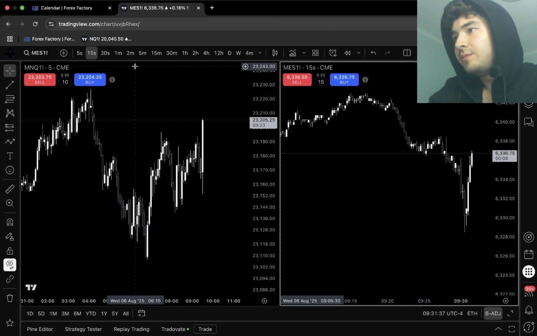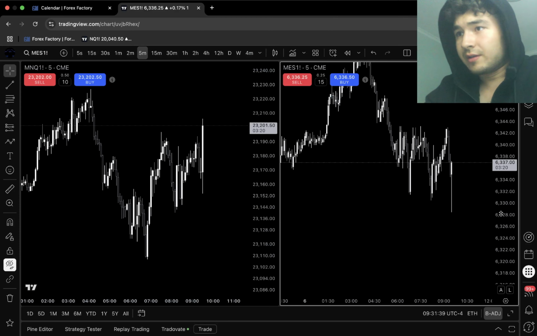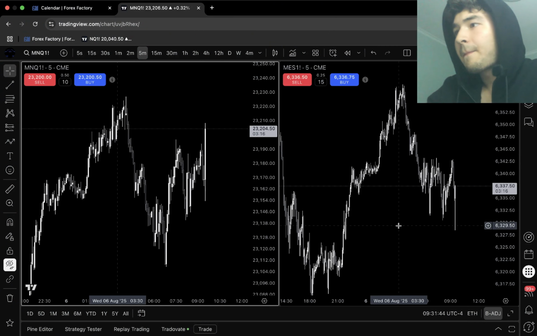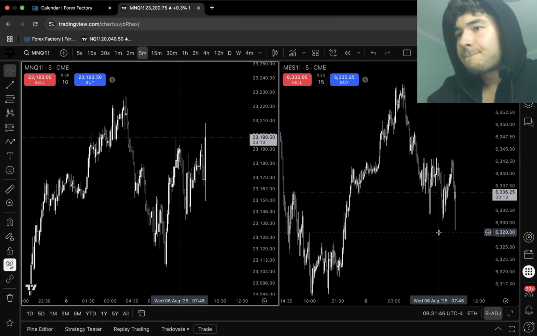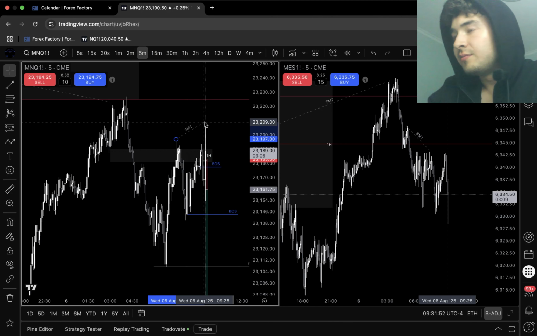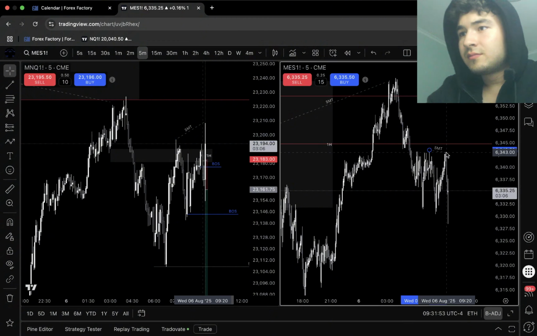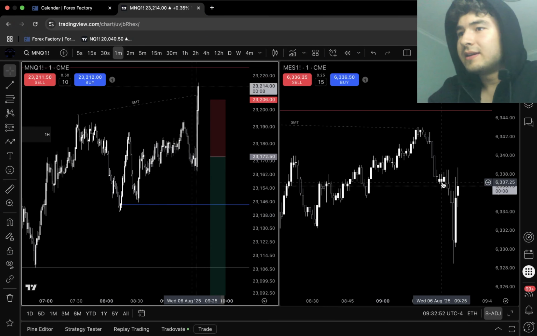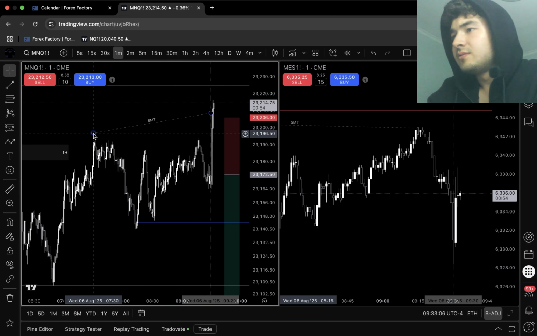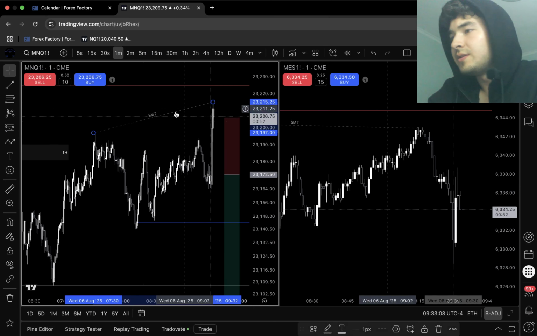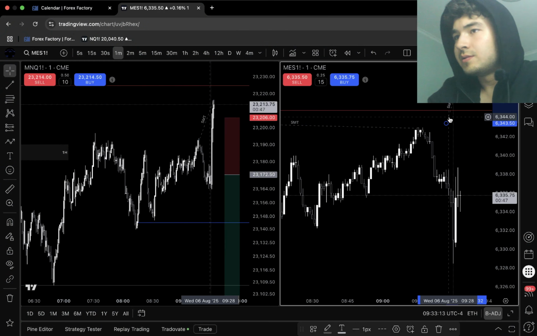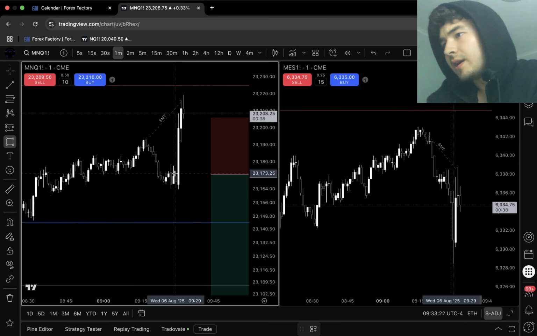Okay, so now we're getting the manipulation. Give me an SMT. Okay, beautiful. ES is really weak. We definitely have an SMT somewhere. Boom, we have a big SMT over here now. Beautiful. Look at how weak ES is. What's going on here? We still have a crazy SMT with ES. Still have a crazy SMT. But NQ just keeps going higher.